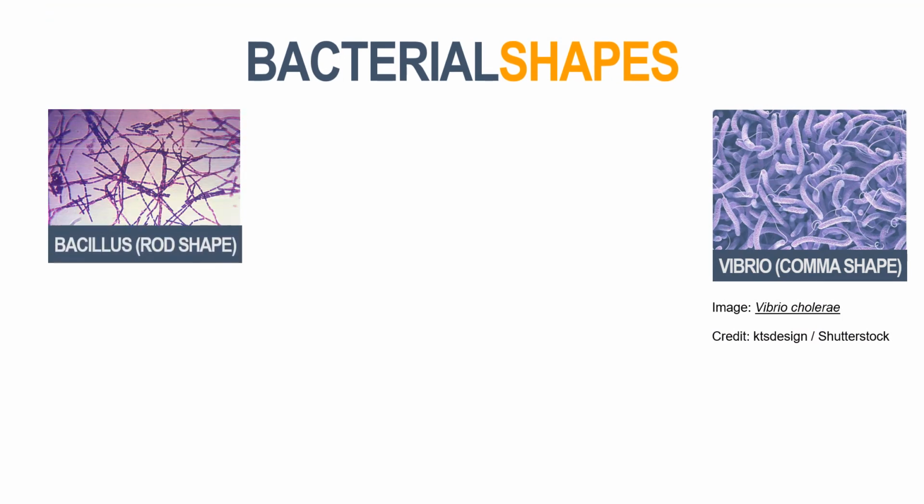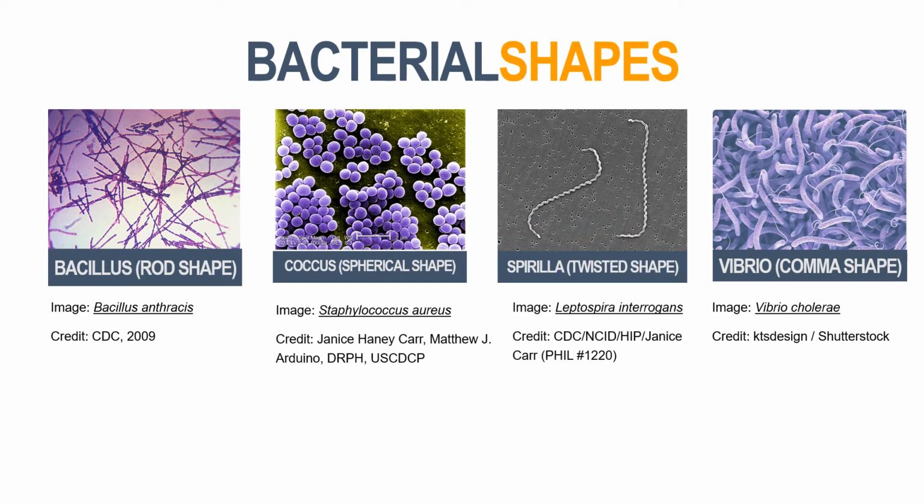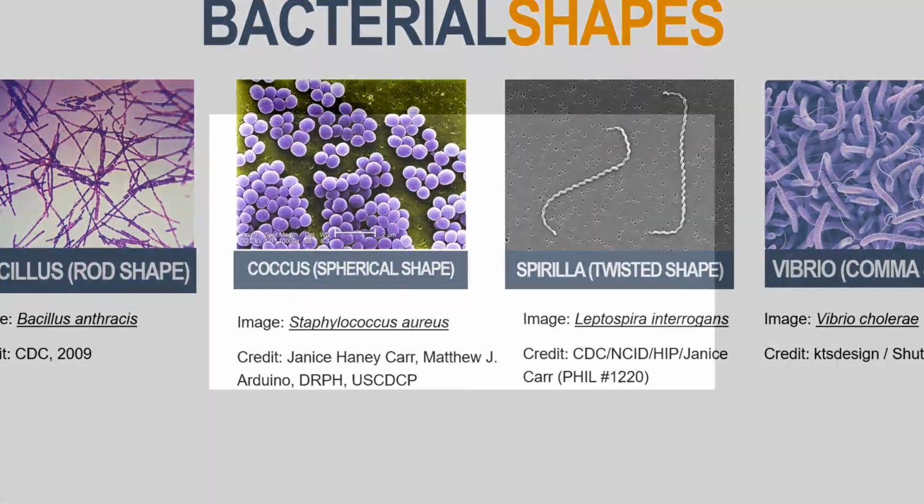Now let's look at the bacterial shape. Bacteria come in many shapes and sizes. The basic bacterial shapes are bacillus, coccus, spiral, and vibrio. Example of rod shape is Bacillus anthracis, the agent of anthrax. Example of coccus-shaped bacteria is the Staphylococcus aureus, a type of bacteria found on human skin. Example of spiral-shaped bacteria is the Leptospira interrogans that causes leptospirosis in human. An example of vibrio-shaped bacteria is the Vibrio cholerae, which causes cholera in human.